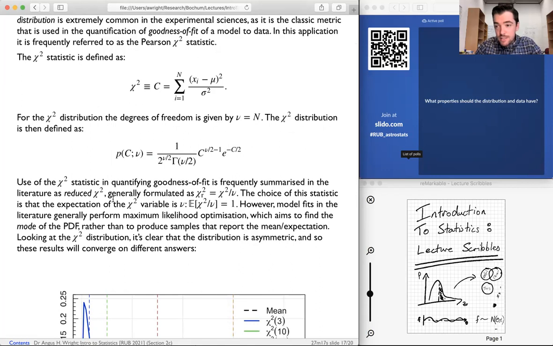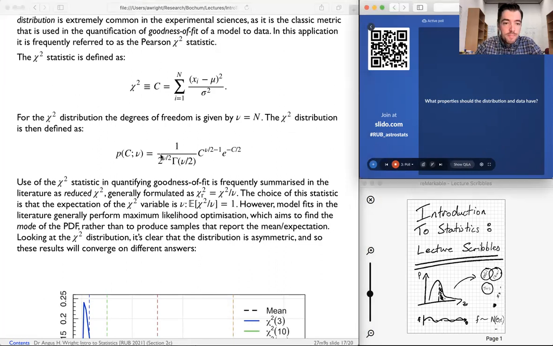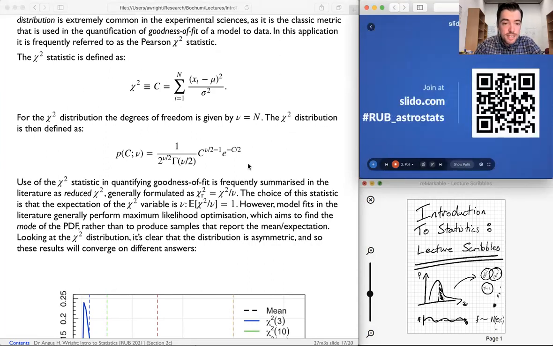One of the reasons that chi-squared and the chi-squared statistic is so common and so popular is because of the use that it has in model fitting, in terms of finding goodness of fit and finding how well a model fits a particular distribution. The way in which that's usually used in data is by looking at what's called the reduced chi-squared. The reduced chi-squared is frequently formulated as the chi-squared divided by nu, where nu, the Greek letter nu, is the degrees of freedom of the distribution.